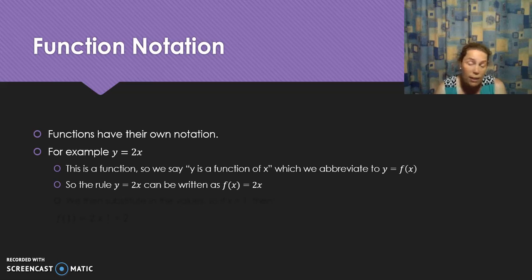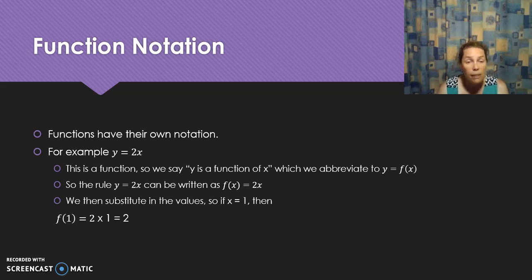Now you treat it exactly the way you do with the equations that you were working on in junior school. We then substitute in the values. So if we had to find our value when x equals 1, we say f of 1 is equal to 2 times 1 instead of 2 times x, which is 2.